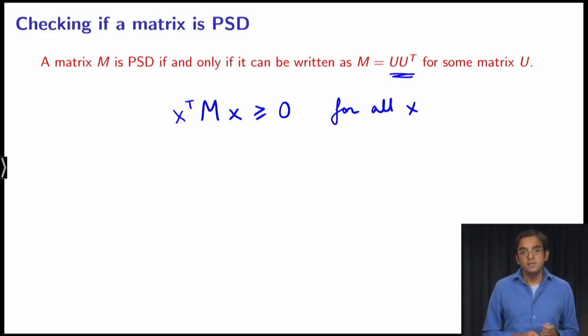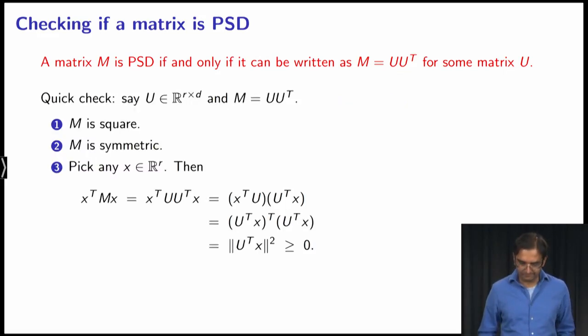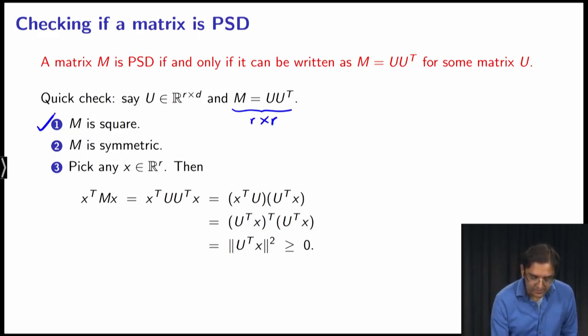So let's just briefly go over the justification for this. So let's say that M is of this form, U U transpose, and U is just any old matrix. Let's say it's an R by D matrix, okay? And let's just go and check all the properties for positive semi-definite. So first of all, is M even a square matrix? Well, let's see. M is U U transpose. U is R by D, and U transpose is D by R, so M is an R by R matrix. Yes, it's square. Okay, we're off to a good start.